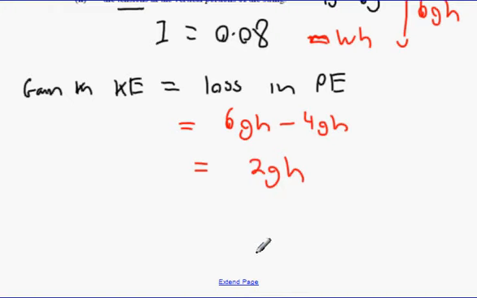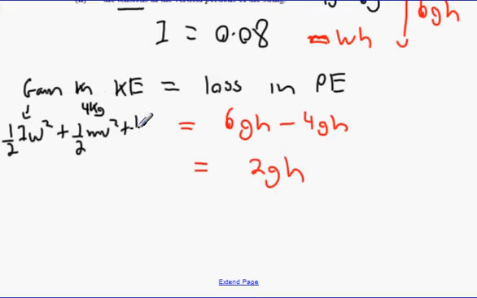Now, next thing we've got to do is gain in kinetic energy. The kinetic energy occurs in two ways. It occurs with the rotational energy of the wheel, which is a half I omega squared. It's going to be a half mv squared, the movement of the 4 kilogram particle, and there's also going to be the movement of the 6 kilogram particle. So there's two kinetic energies and one rotational energy. Now bear this in mind.